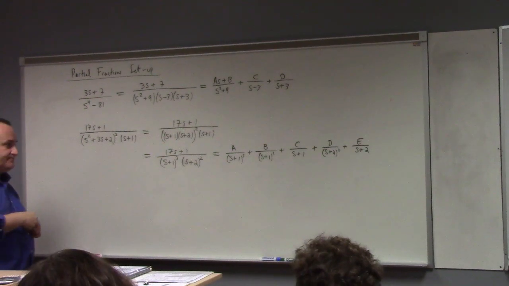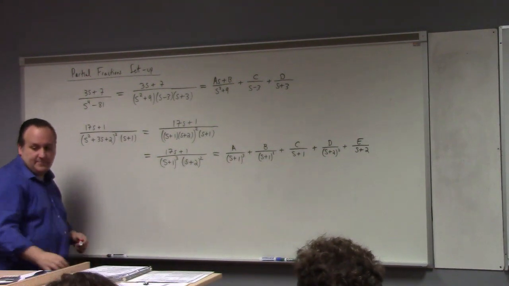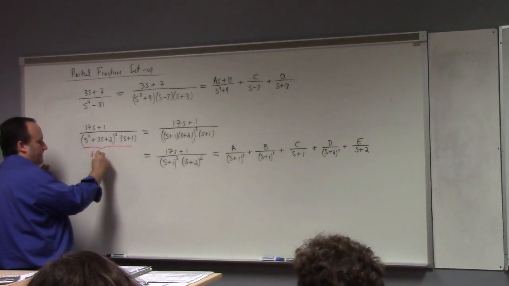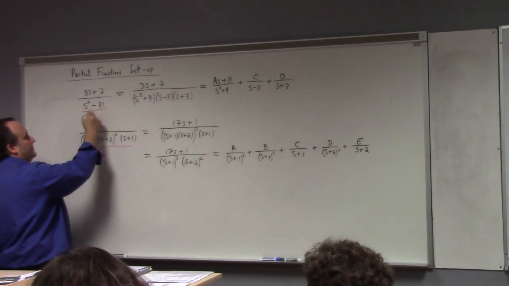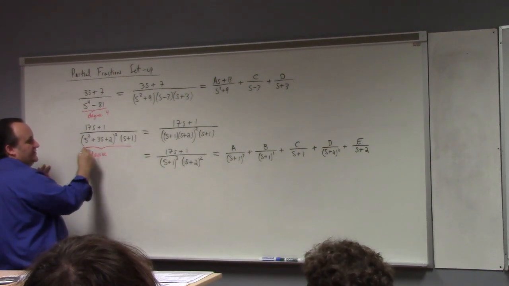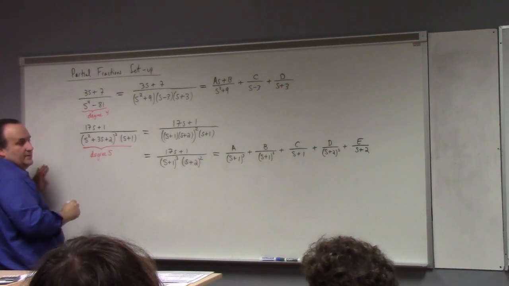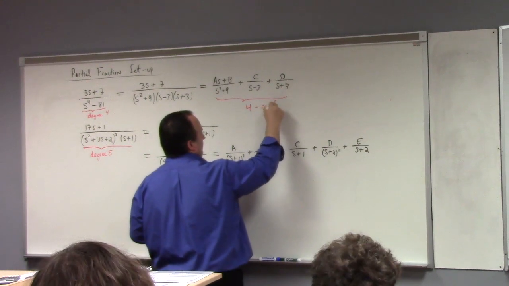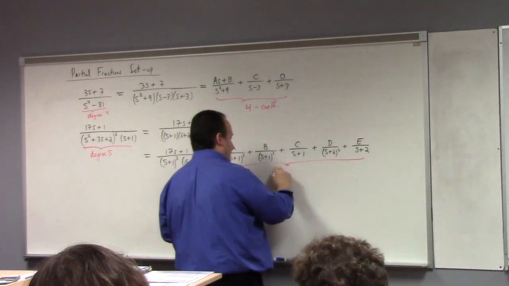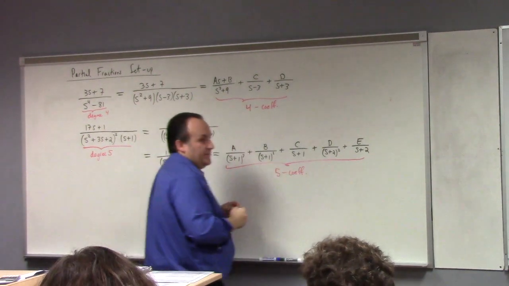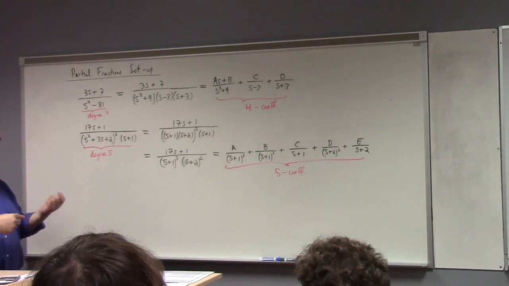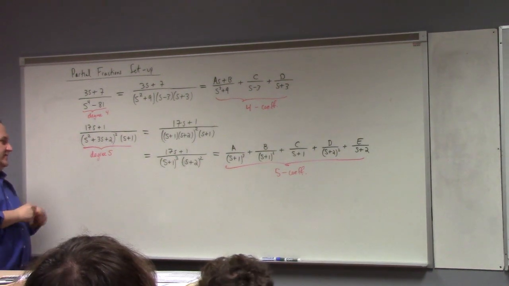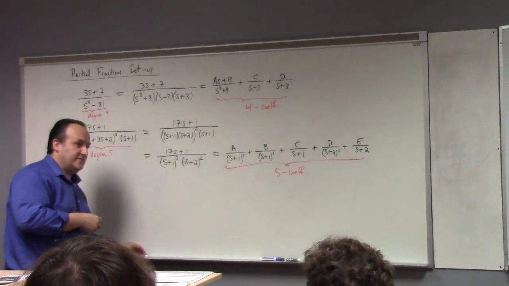As a general rule, let's just notice the pattern here, right? It's important to notice patterns. This has degree what? What's the degree here? Degree 4. This is degree 5. How many coefficients do I need? 4 coefficients, right? How many here? 5 coefficients. This was not an accident. In the proper partial fractions decomposition, the number of parameters to be determined in the partial fractions algebra should match the degree of the denominator which you're finding the partial fractions decomposition for.